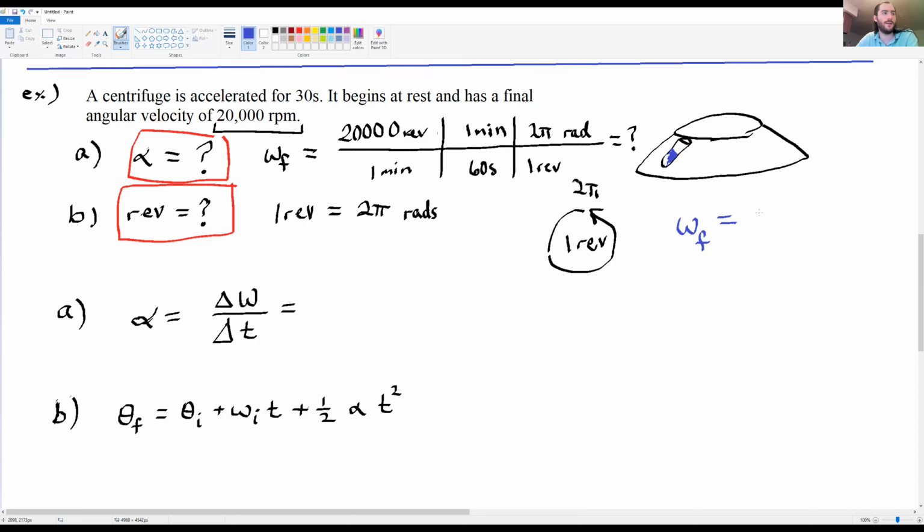So I calculated omega final to be 2094 radians per second. If you got that, you're probably on the right track there. Just move on to part B once you're done with part A and see if you can get that part.